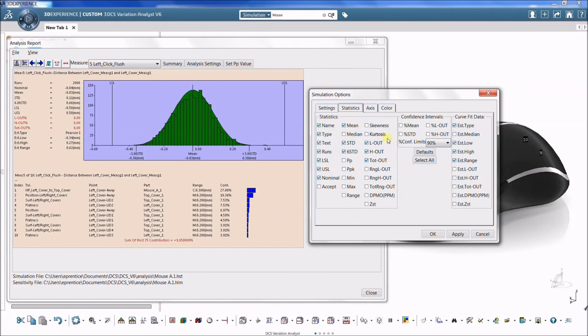From the simulation results, the mean, standard deviation, distribution, and other statistics can be determined per measurement.